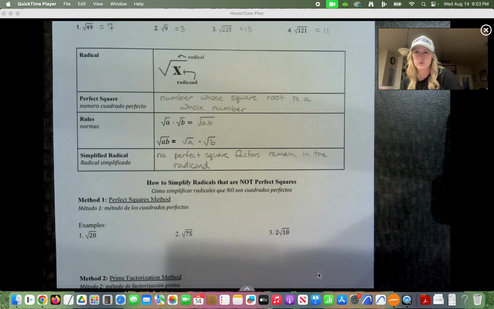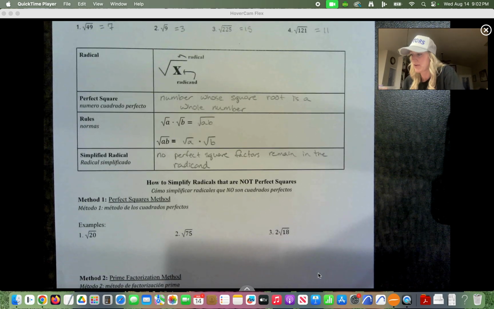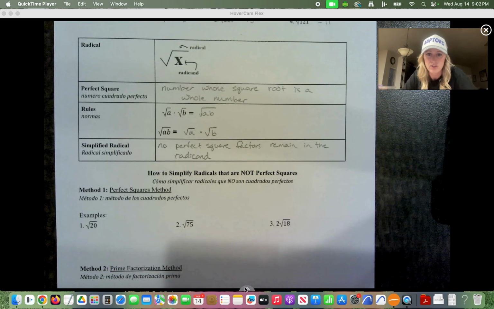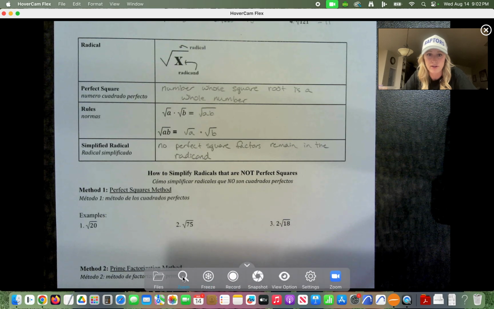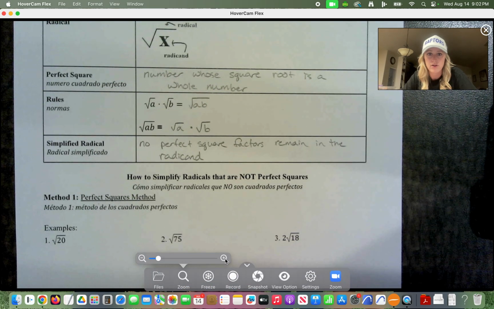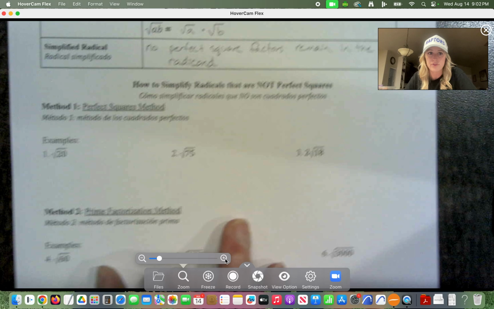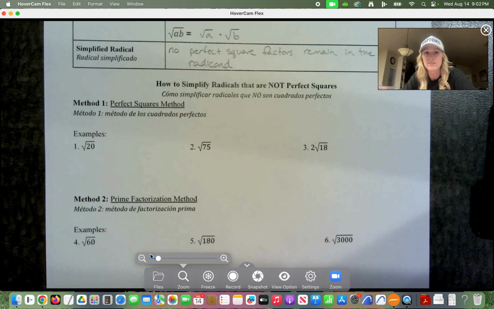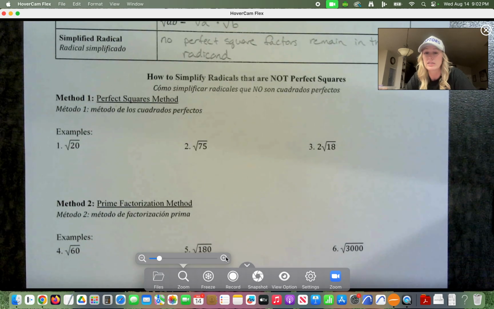Okay, so how do we do that? Well, let's go back to this example, square root of 20. And I'm actually going to zoom in a little bit here, you guys. All right, square root of 20. Okay, so I'm going to show you guys two methods. This first method is actually how I learned when I was a student.